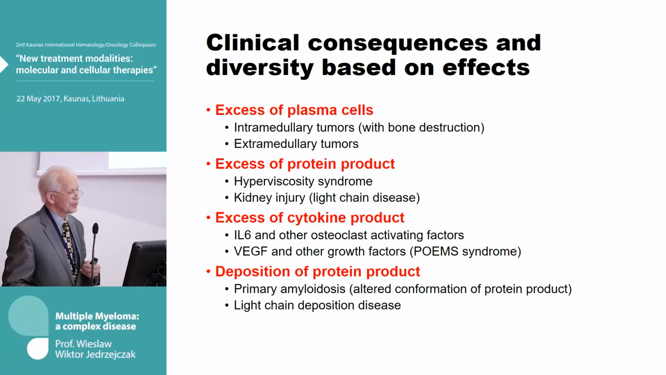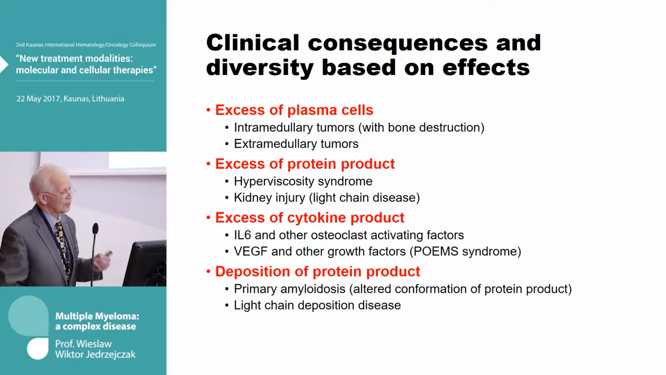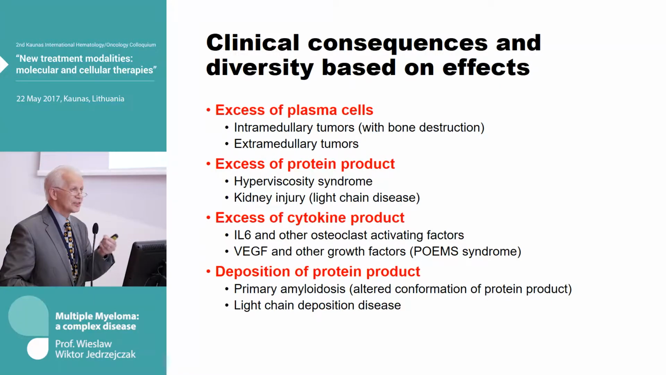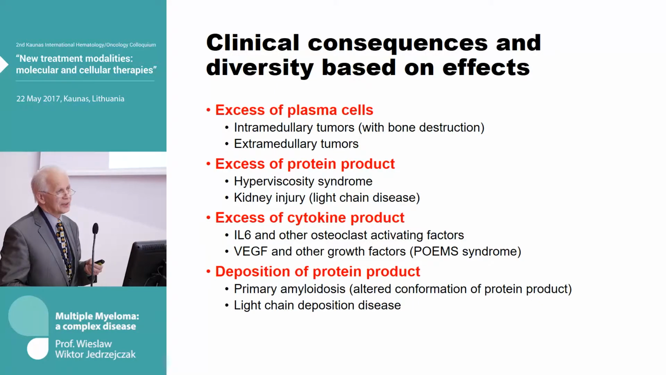And they could also produce factors like vascular endothelial growth factor and other growth factors, which is then responsible for something called POEMS syndrome. And not only is there a problem of excess of this protein, but also this protein could produce pathology by deposition in various tissues. And the most dangerous situation is that this deposited protein changes conformation from alpha helix to beta sheet, and this then leads to a condition called primary amyloidosis.